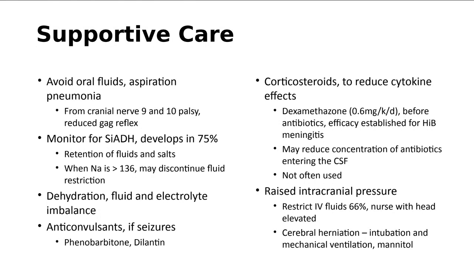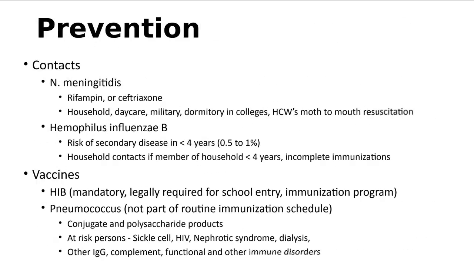We need to treat them for dehydration, give them anticonvulsants if there are seizures. We need to give them steroids to reduce the cytokine effects. Dexamethasone is what we choose, and we prefer to give it before the child has antibiotics. This has been very much established for Haemophilus influenza type B meningitis. We also need to pay attention to raised intracranial pressure and restrict fluids to 2/3 maintenance, nurse them with their head elevated, and pay attention to the fact that you can have cerebral herniation during the management of these patients. And we need to intubate, mechanically ventilate, and give mannitol in such cases.